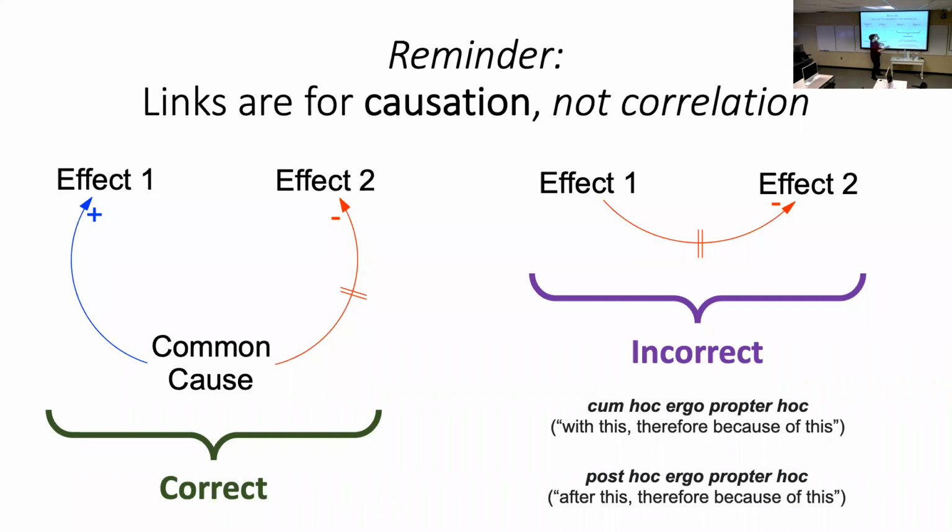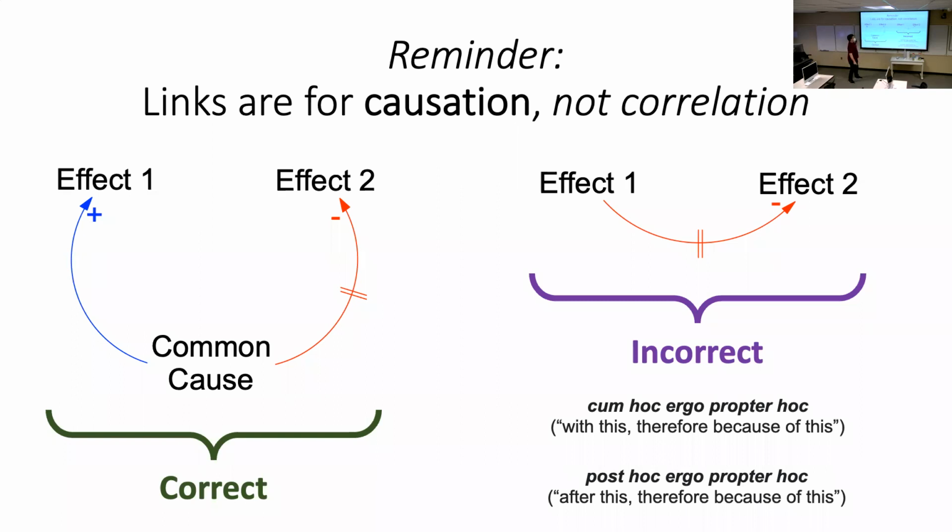Simply that 2 things happen together, or one thing happens after the other, you can't immediately assume causation. There are 2 fallacies that are named by their Latin names, cum hoc ergo propter hoc, or post hoc ergo propter hoc. The first fallacy is with this, therefore because of this. The second one is after this, therefore because of this. So you have to be careful you're not committing either of those when drawing a link. You really need to say, what is the causal mechanism that I'm theorizing exists between effect 1 and effect 2? Because if you don't have that mechanism, you're not going to end up being able to simulate it. So that's the big deal.